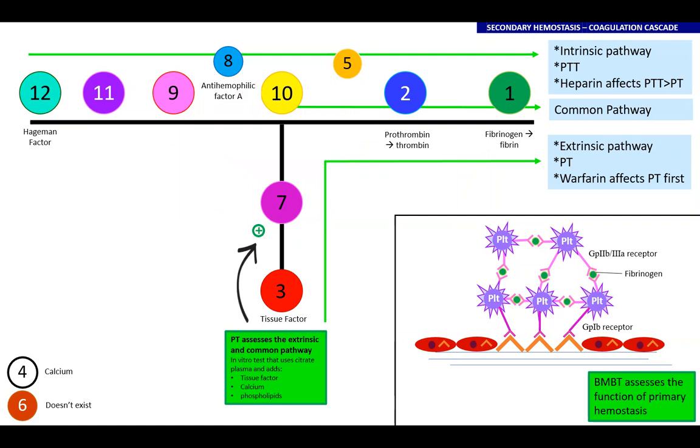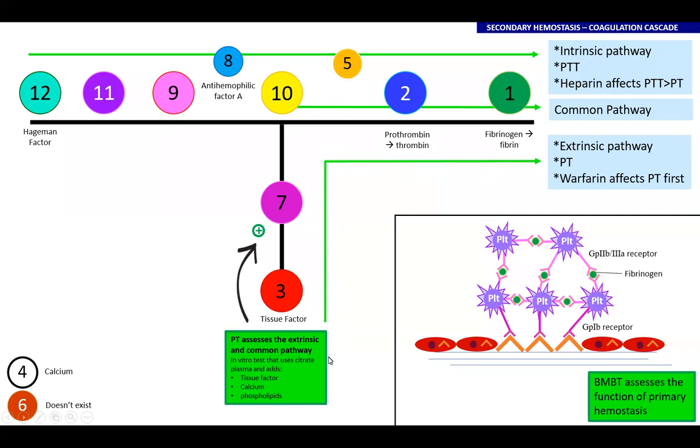Okay, the next thing that we want to know is our in vitro testing. So the first thing is PT assesses the extrinsic and common pathway. So it's going to go along this extrinsic pathway and assess all the factors along this pathway here. So 3, 7, 10, 5, 2, 1. If you had a deficiency in any of those factors, then you would cause a prolonged PT.